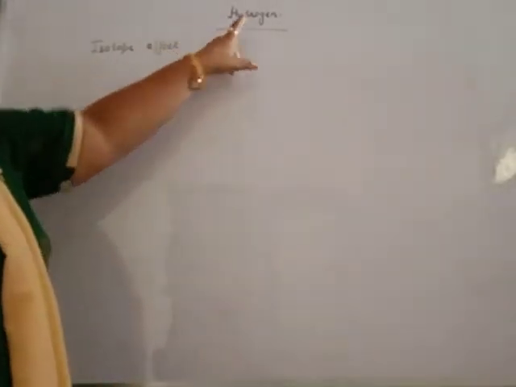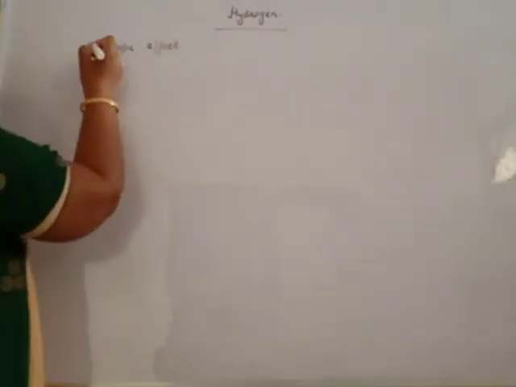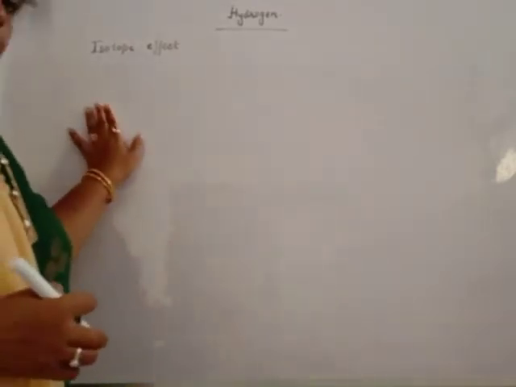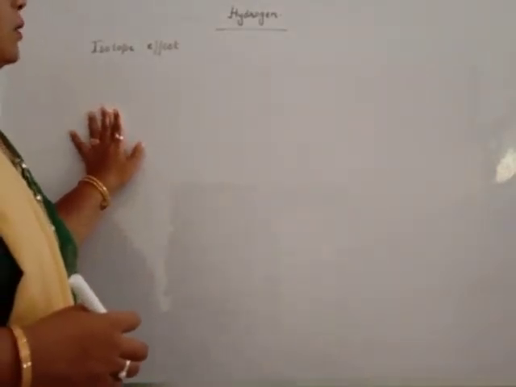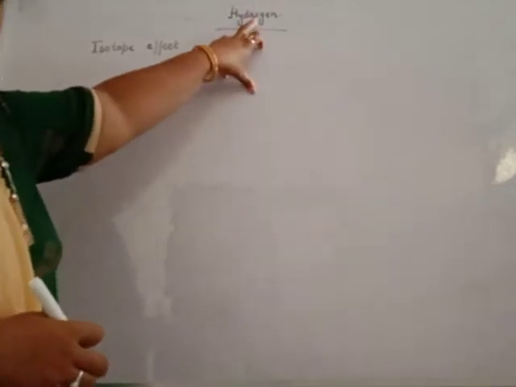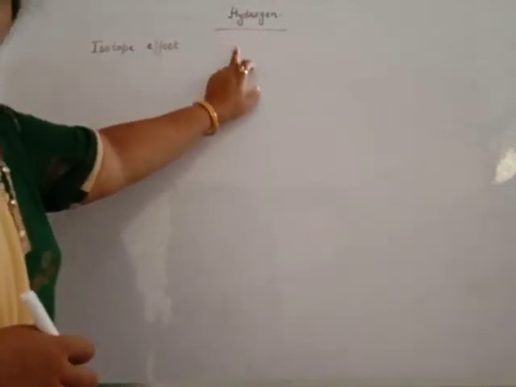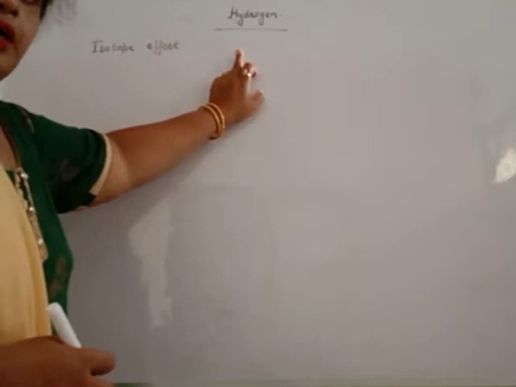Hello guys, today we will discuss the isotope effect from unit hydrogen. Isotope effect is the effect that occurs on hydrogen molecules due to the different atomic mass.